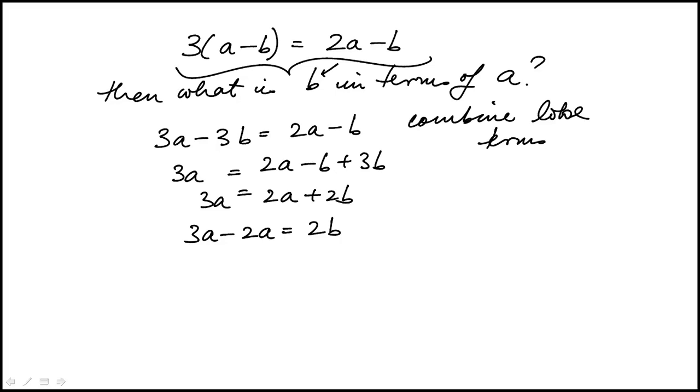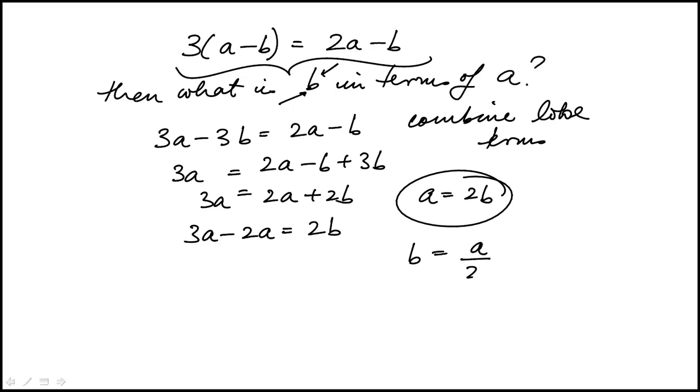As you become more proficient with this, you don't have to actually be writing these steps. You could just do the steps directly. So I get a is equal to 2b. The question is, what is b in terms of a? So I need to isolate b. So b is equal to a over 2. So that's b in terms of a.